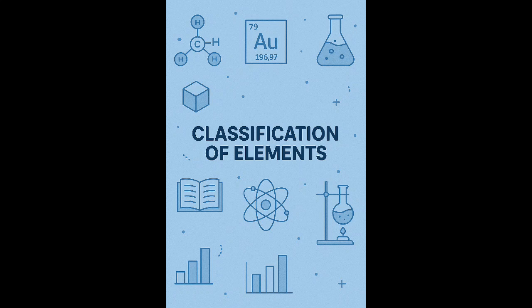Classification of metals. Alkali metals, group Ia, like lithium, sodium, potassium, are highly reactive. Alkaline earth metals, group IIa, like calcium and magnesium, are reactive, but less than alkali metals. Transition metals, found in groups 3 to 12, include iron, copper, zinc, and form colored compounds. Inner transition metals, lanthanides and actinides, are kept at the bottom. Poor metals have less metallic character and are found in the P block.